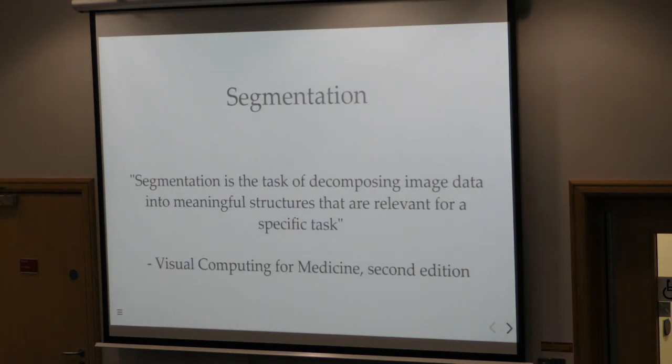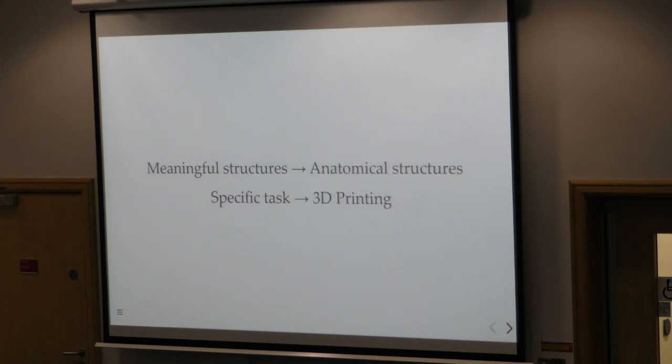So I'm going to talk you through the process of how we get from those base images to a model like that example, which I'm going to keep referring to throughout this. Segmentation is step one. This is probably the best quote I could find to describe how that process works: it's the task of decomposing image data into meaningful structures that are relevant for a specific task. That's from a book, Visual Computing for Medicine. In our case, the meaningful structures are anatomical structures like bones or organs or blood vessels, and our task is to produce a 3D mesh for 3D printing.